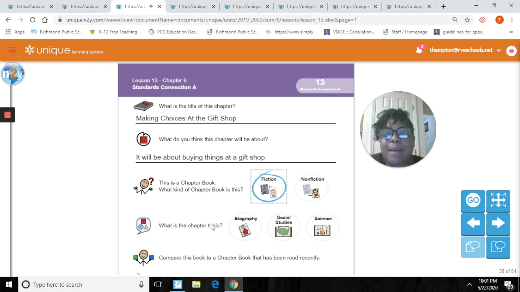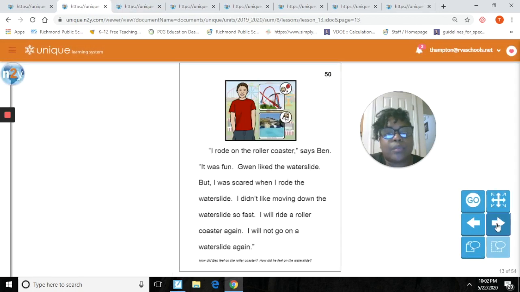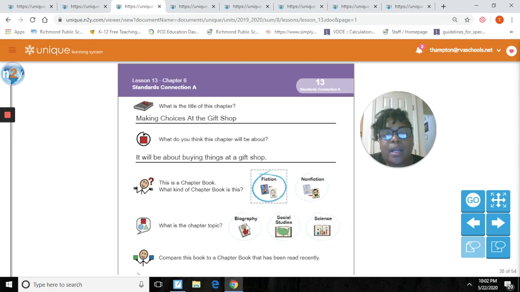All right, what is the chapter topic? Is it biography, social studies, or science? What do you think? Now it's all about buying things, right? Now, do we learn about buying things in science? So we know that it's not science. Is this book about one person? Because a biography is usually about one person. So if we go back over here and we look, we see one person here, but we see another person here. So it's not about just one person. So this must be a book that's centered around social studies, because in social studies we learn about buying things.